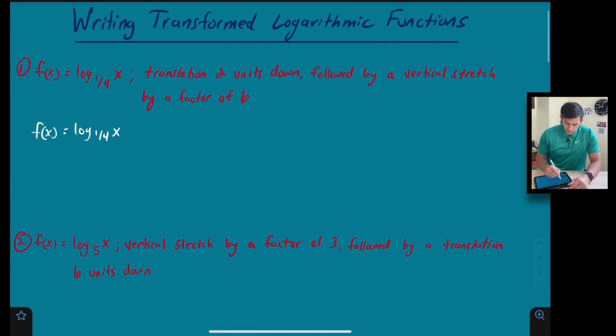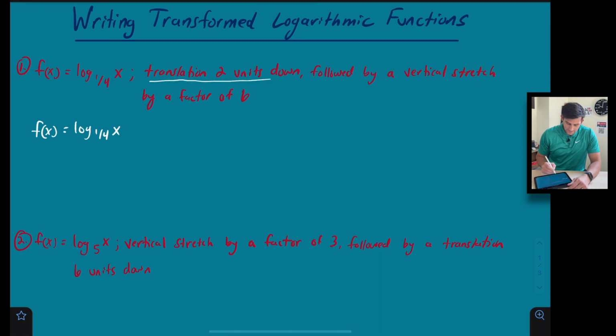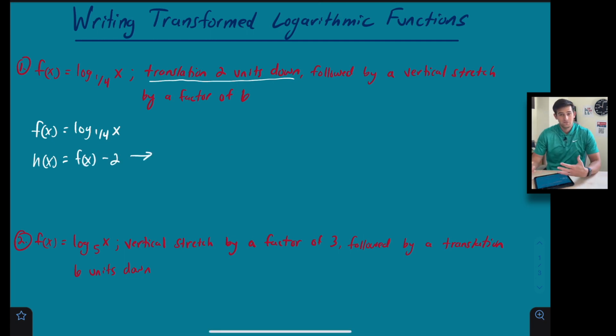So what does our first transformation tell us to do? Translate 2 units down. So let's say h of x would be f of x and then minus 2, right? Because translation down, that's going to affect our f of x or our y coordinates, and minus 2 would mean we're going down 2. So now we're going to take f of x, what it was, log base 1/4 of x, and just plug that in where we see it. So h of x is equal to, and now we have log base 1/4 of x and minus 2. Okay, so that's basically us applying that translation.